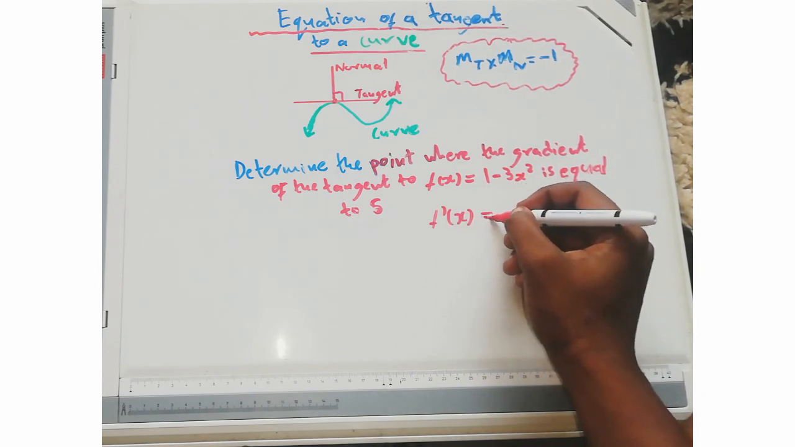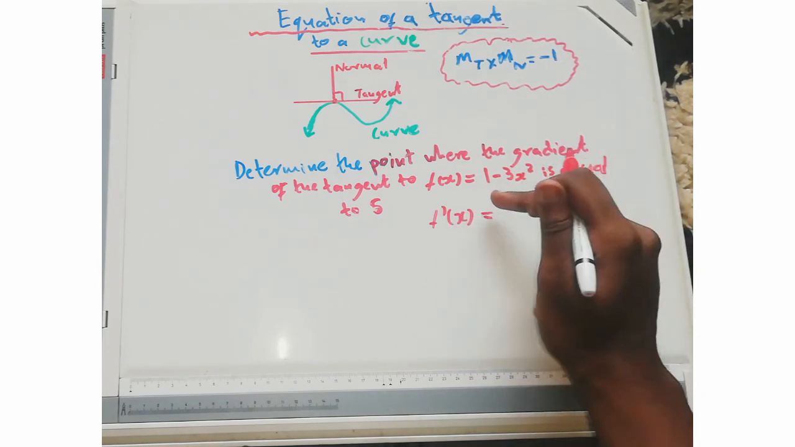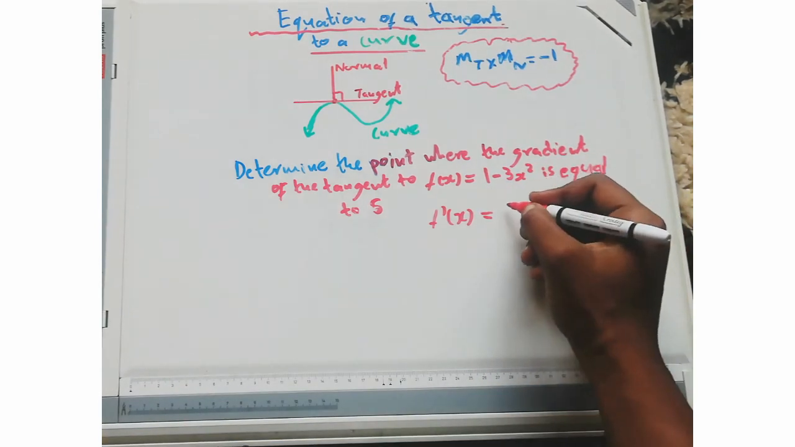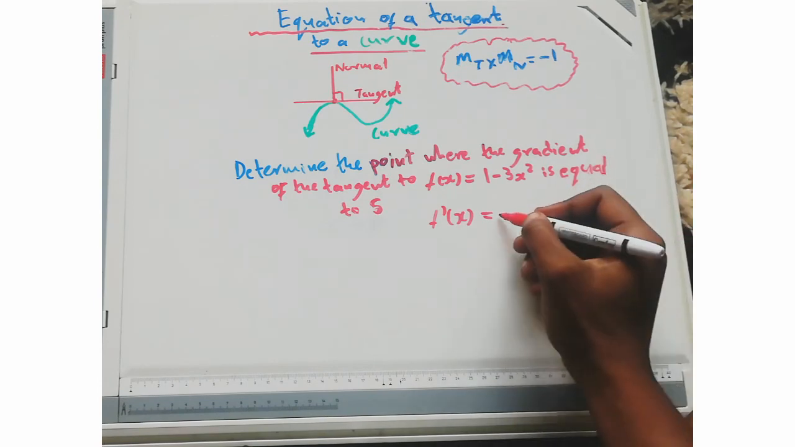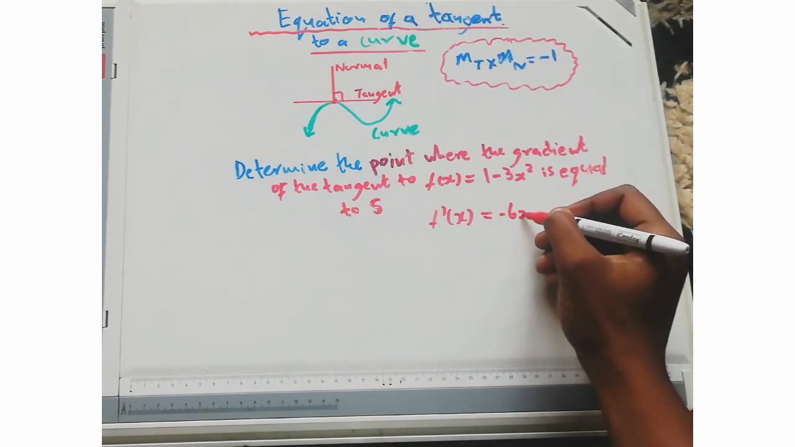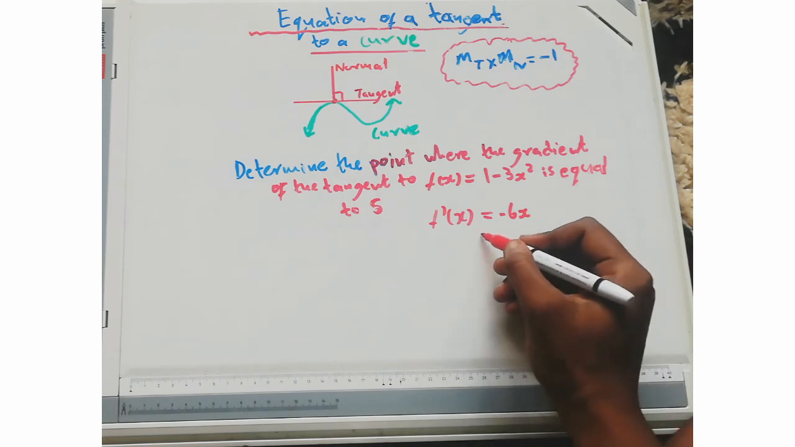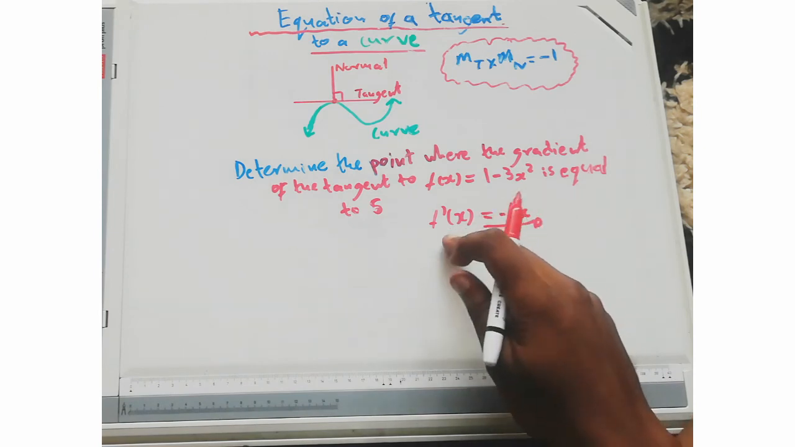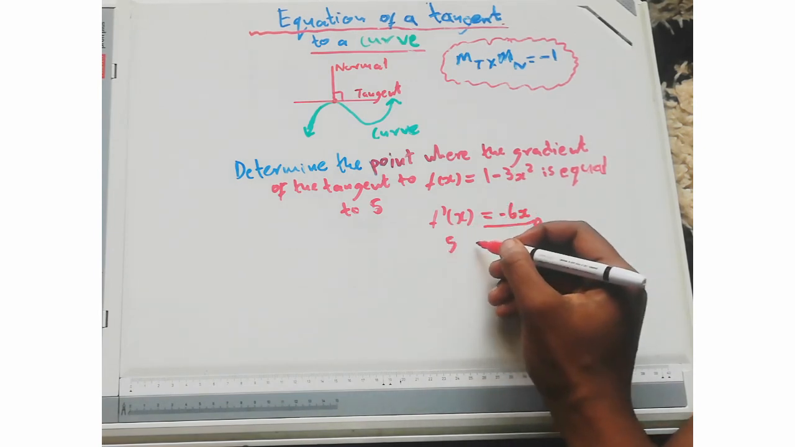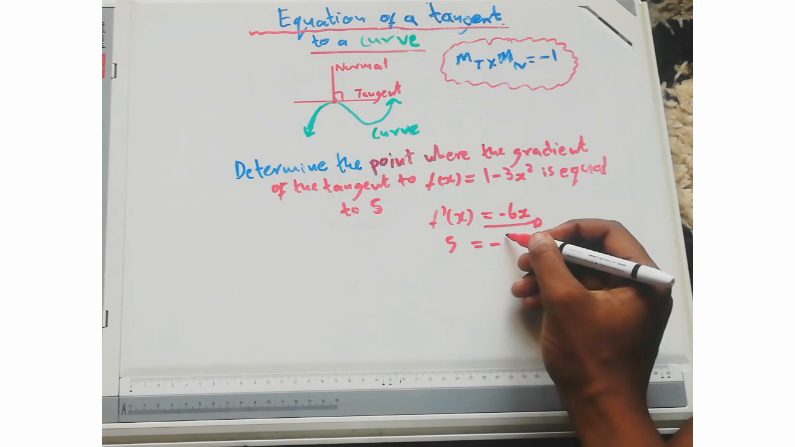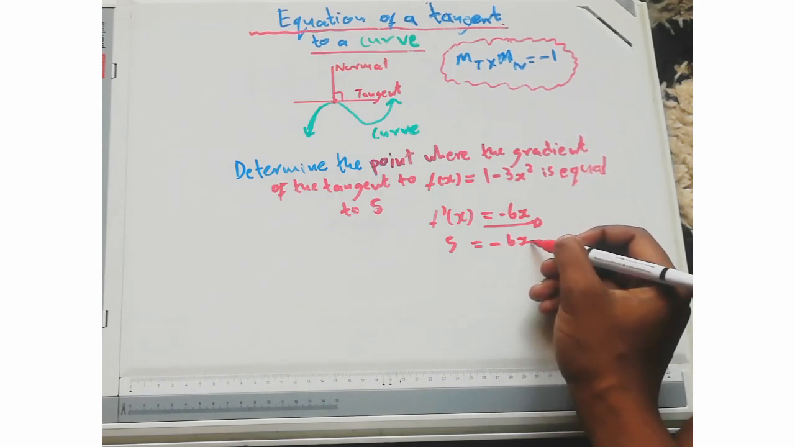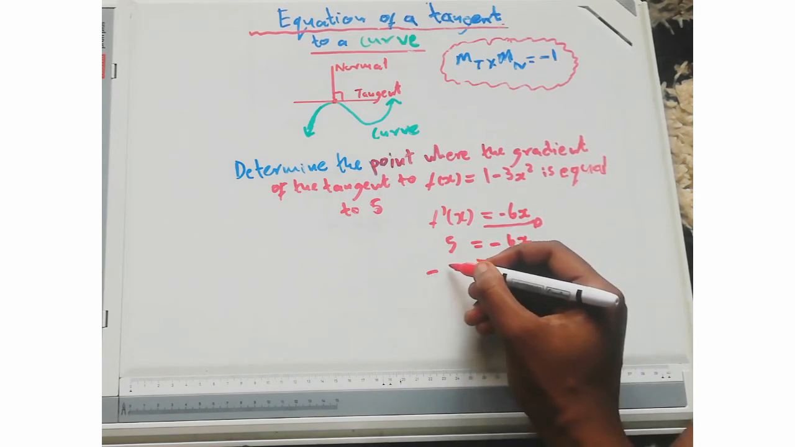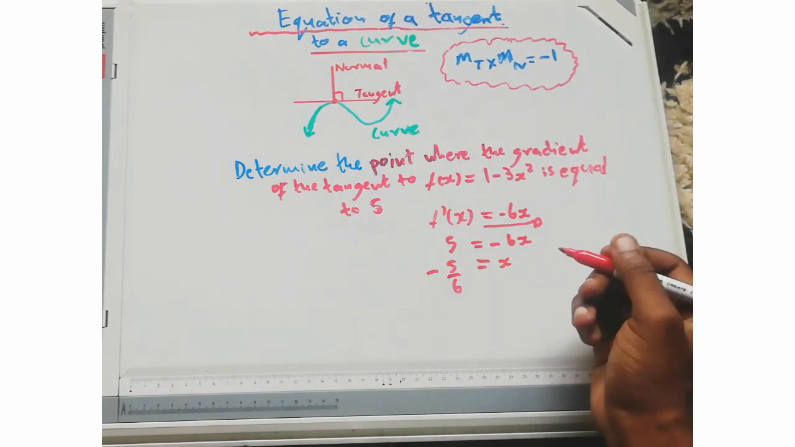So the derivative of our given function will give us, derivative of a constant is 0, and then here will be 2 times -3, which will give us -6x. That's our derivative. So since we've been told that this is 5, we can substitute 5 there, 5 is equal to -6x. So it means that our x will be -5 over 6.